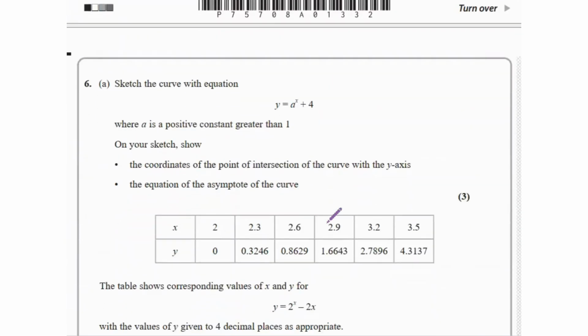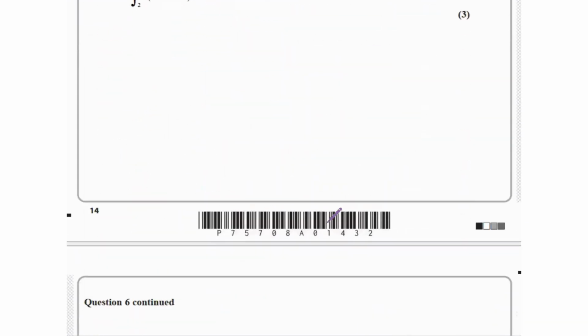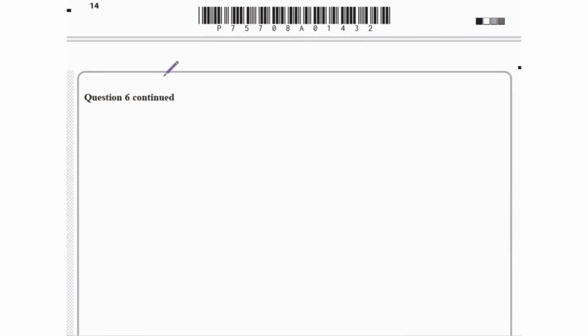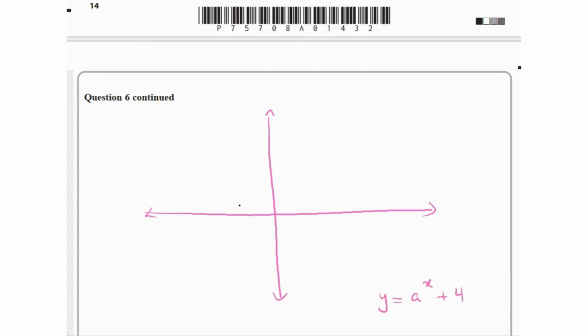Then sketch the curve with equation y equals a to the power of x plus 4, where a is a positive constant greater than 1. On your sketch, show the coordinates of the point of intersection of the curve with the y-axis and the equation of the asymptote of the curve. So for that, the equation is y equals a to the power of x plus 4. a to the power of x is this. The y-intercept is 1 and the x-axis is the asymptote.